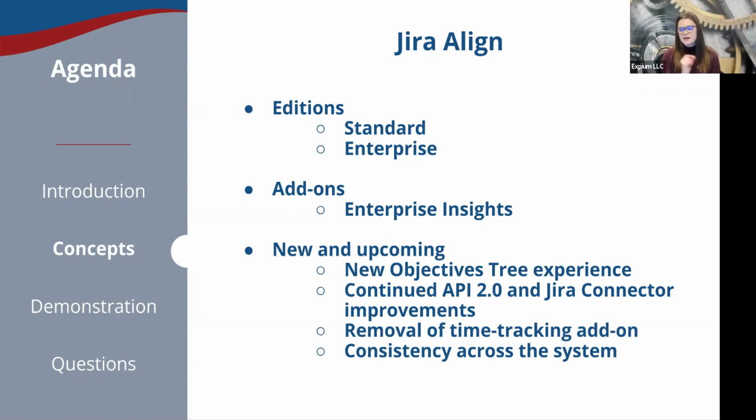We also have continued API and Jira connector improvements. They have removed the original time tracking add-on with Jira Align. Atlassian did mention that they haven't really sold this in a couple years. They don't have a ton of users of it. And there is some integration with Tempo timesheets if you are needing time tracking capabilities. And finally, they are working to improve the consistency across the tool at Atlassian.